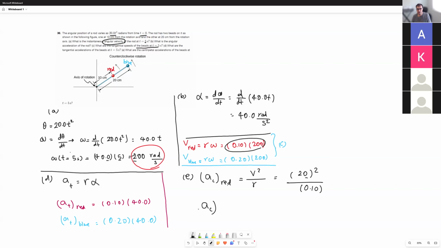And a centripetal of blue, which is going to be this 40 divided by 1. And that's the centripetal acceleration of each of them. Make sense?